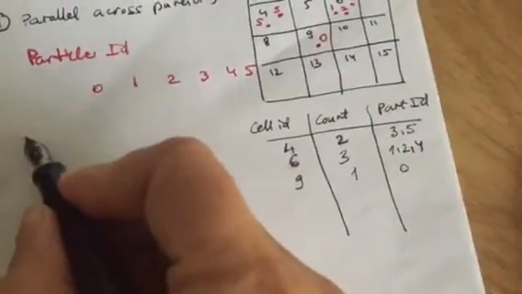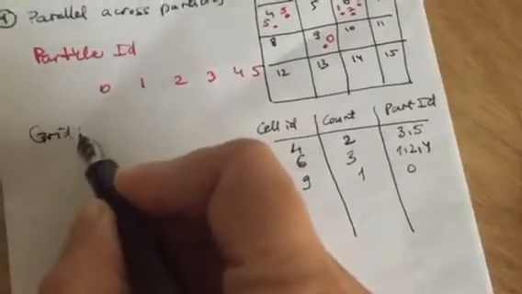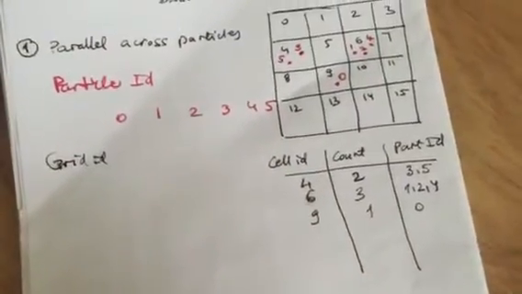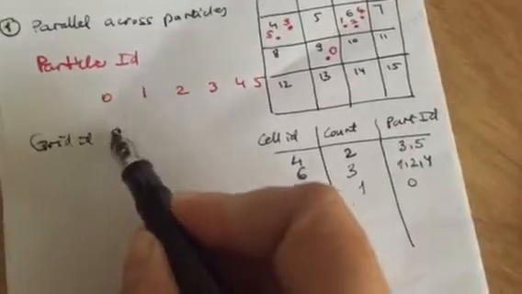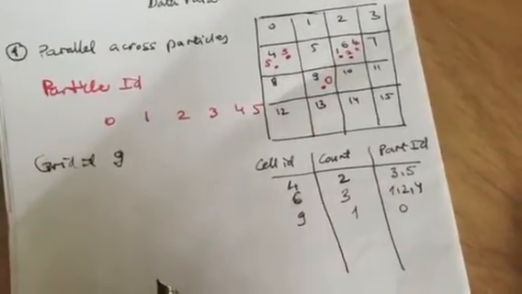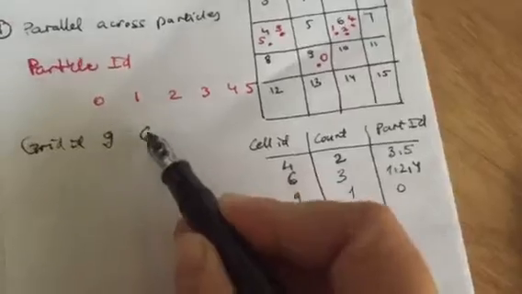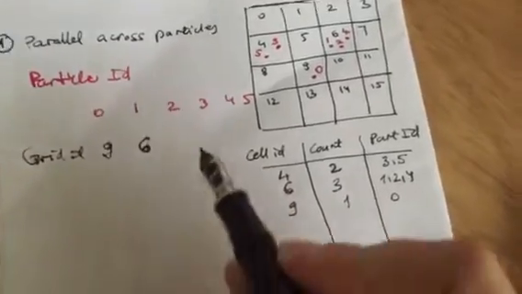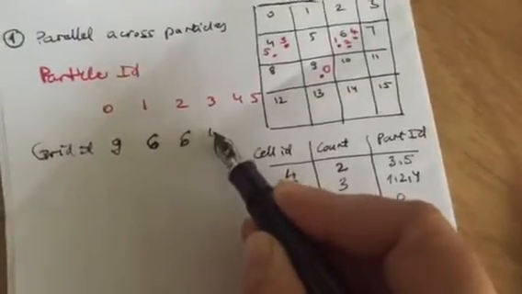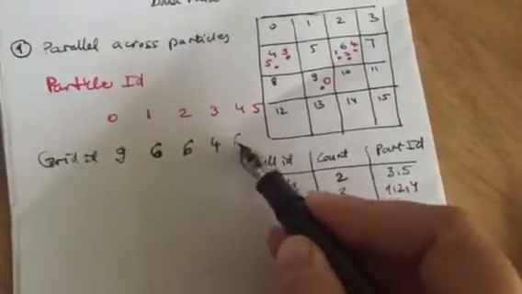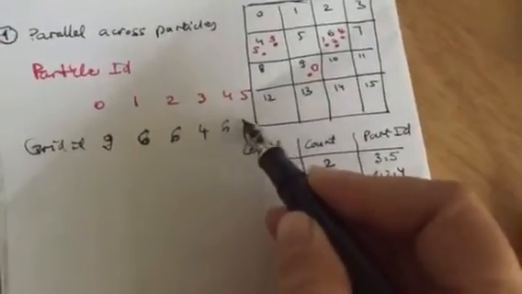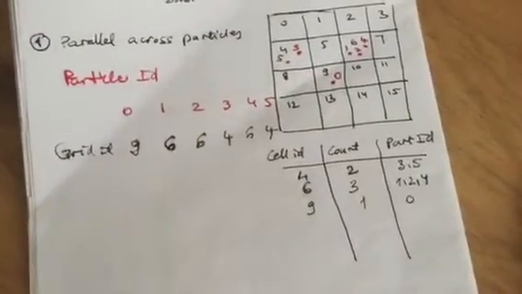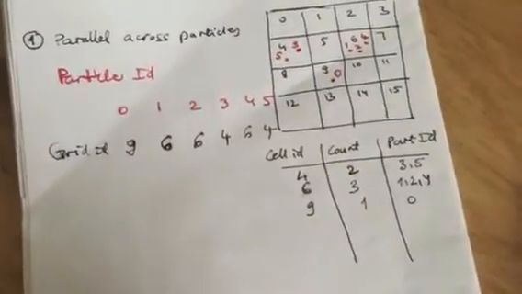And what I'm going to do now is see, with my grid ID, where these match. 0 matches on 9, 1 matches in cell 6, 2 matches also in cell 6, 3 matches in cell 4, 4 matches in cell 6, and 5 also matches in cell 4. So what I've done is run this algorithm in parallel across particles, and this should give me a lot of parallel sets.